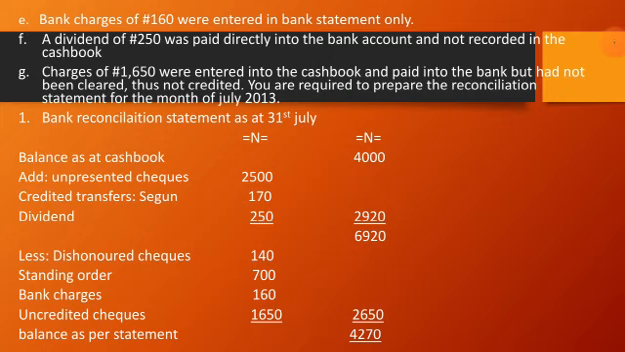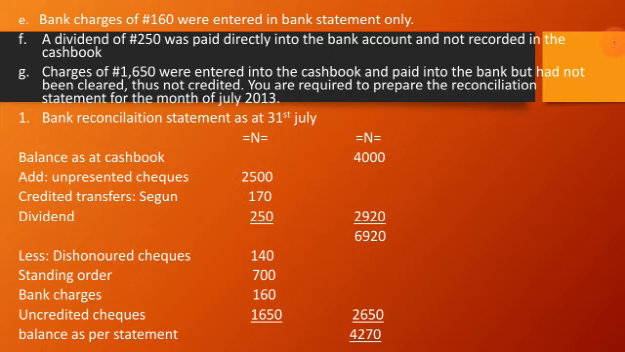E. Bank charges of 160 were entered in the bank statement only. F. A dividend of 250 was paid directly into the bank account and not recorded in the cash book. G. Checks of 1,650 were entered into the cash book and paid into the bank but had not been cleared, thus not credited. You are required to prepare the reconciliation statement for the month of July 2013.